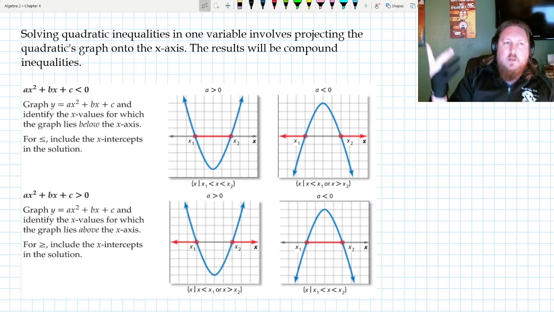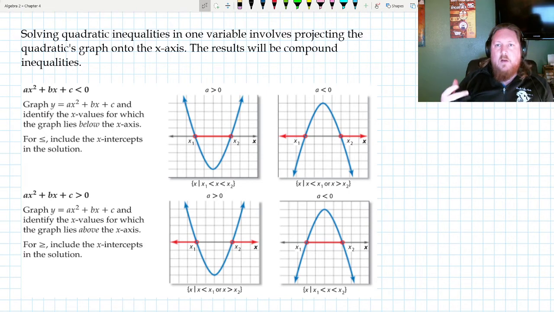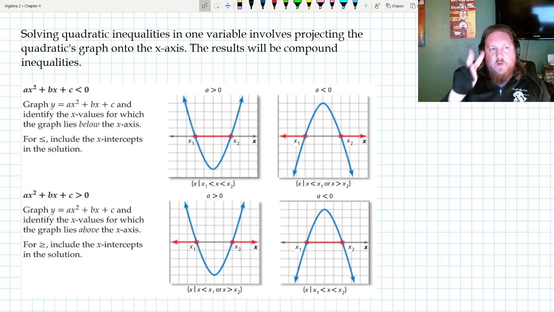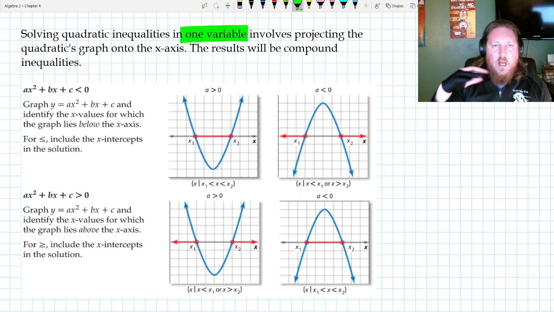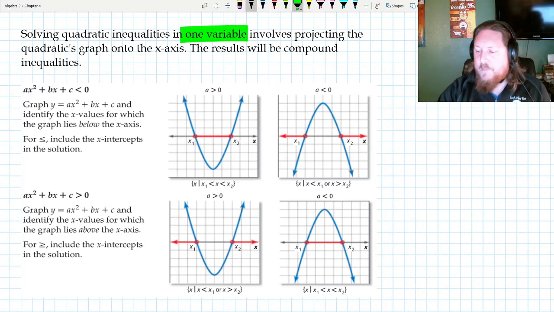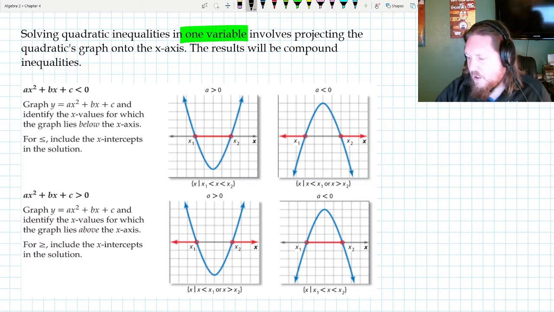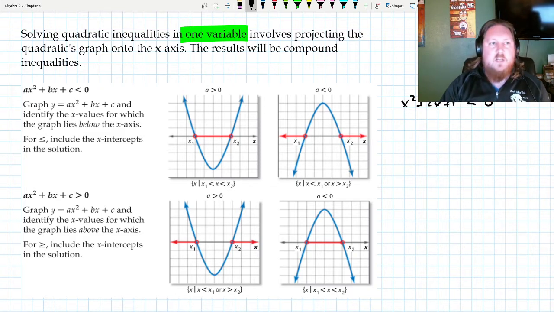So the last example was all about solving a quadratic inequality with two variables, x and y. Here we're going to talk about solving a quadratic inequality with just one variable. That means it only has x. Well, the nice thing is, let's say x squared plus 2x plus 1 is greater than or less than 0.